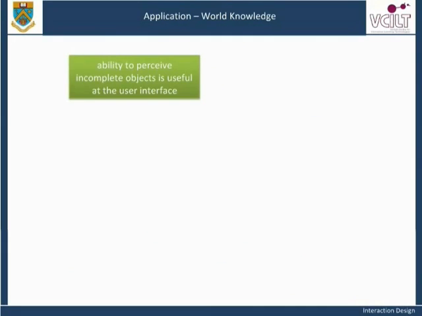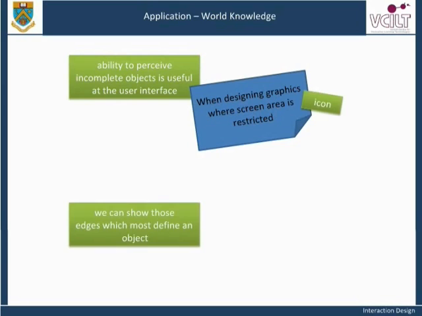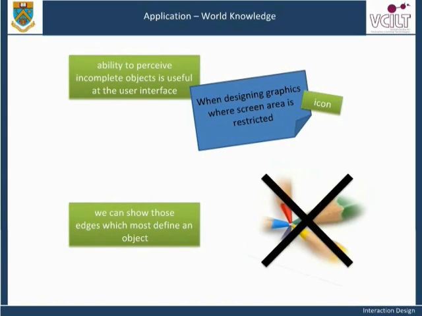Again, this information about our ability to perceive incomplete objects is useful at the user interface. When designing graphics where screen area is restricted, as is the case for an icon, we can show those edges which most define an object without worrying about color information.